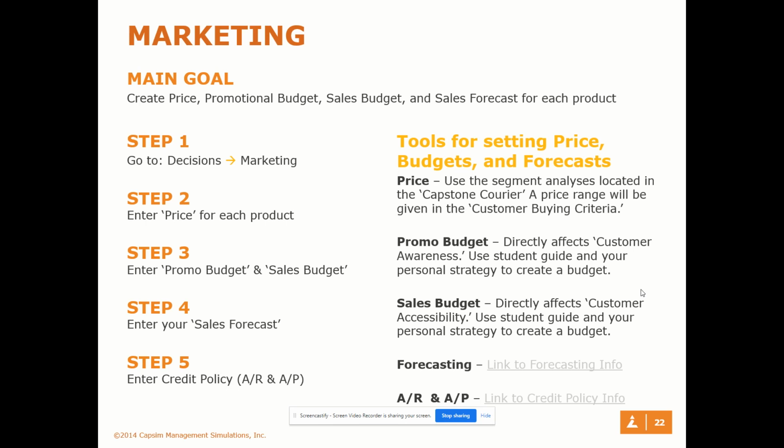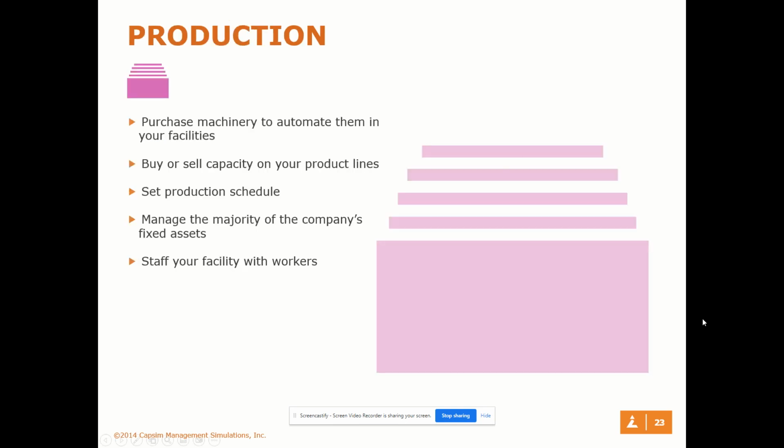And you can look at forecasting, accounts receivable, accounts payable. When you're doing your tutorials, pay attention to where you can go back and look at that. In production, then, you're purchasing machinery to automate them in your facilities. You buy or sell capacity on your product line. You're going to have initially more capacity than you need. So you need to start thinking about selling some capacity early and using that money for other things that you might need, maybe automation or something like that.